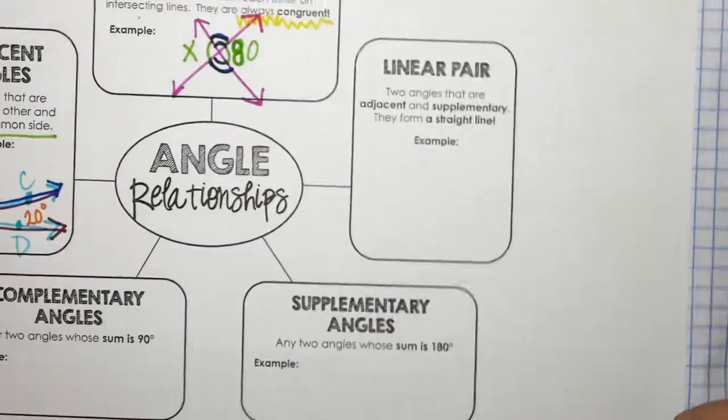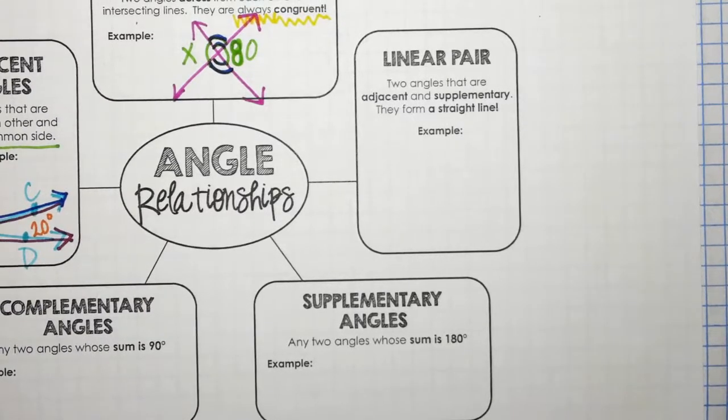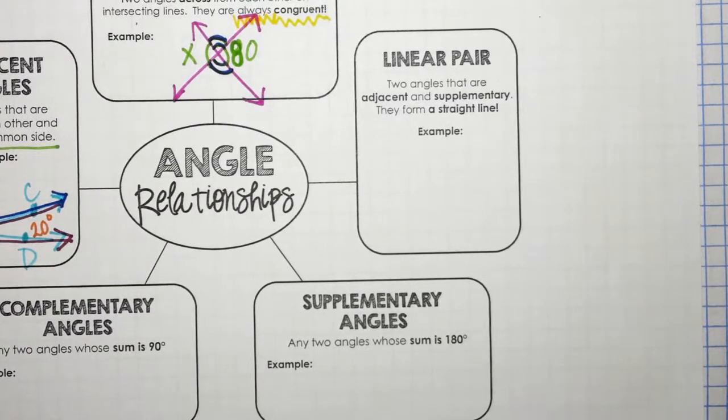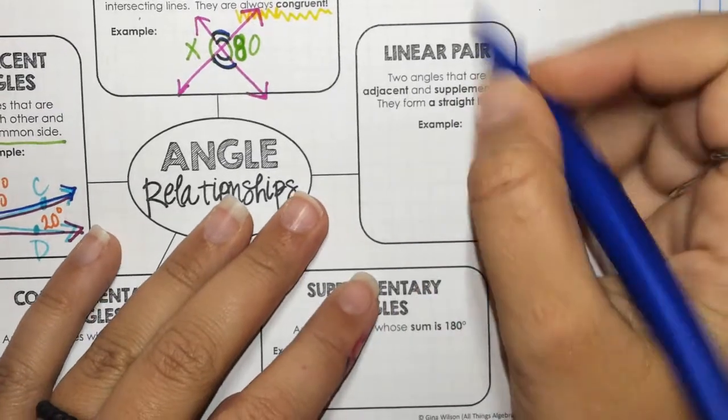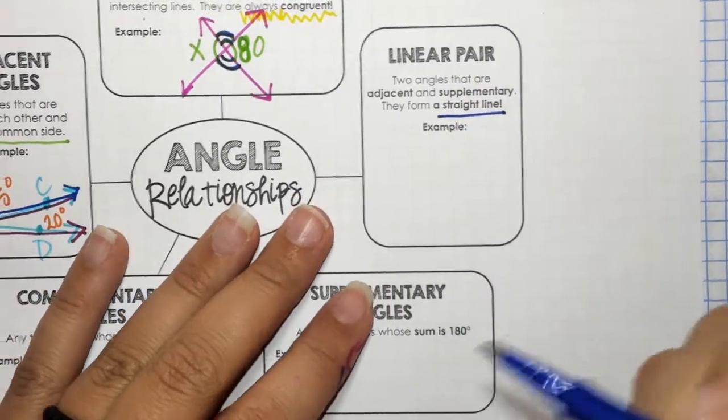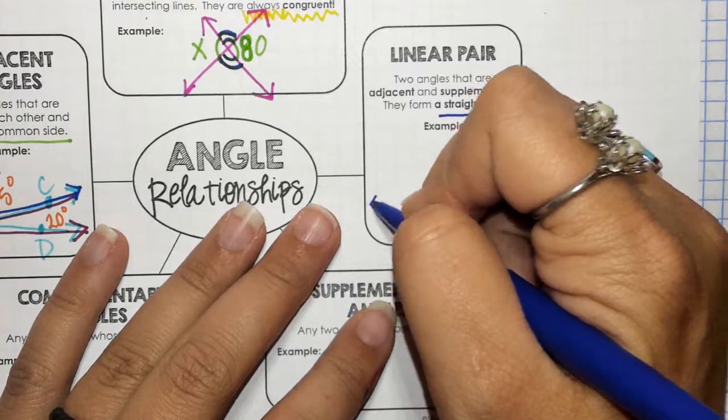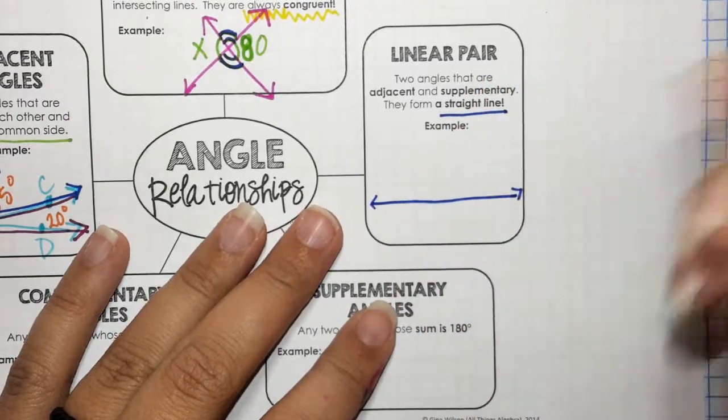All right, linear pair. What does the word linear mean? Same line. A line. What does collinear mean? Same line, yes. All right, so a linear pair are two angles that are adjacent and supplementary. Do we know what supplementary is? I guess I should have defined that first. The sum of the angles is 180. So, they form a straight line. Well, all lines are straight, but we'll give them that one.